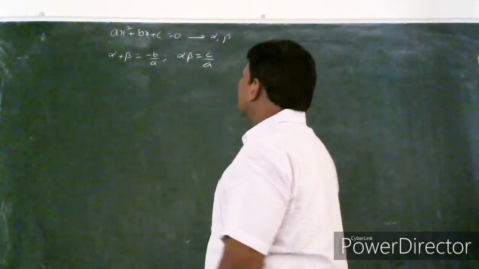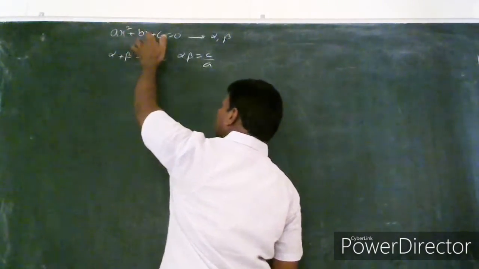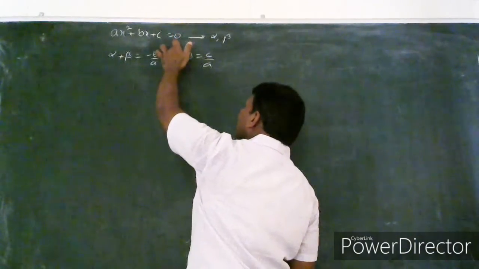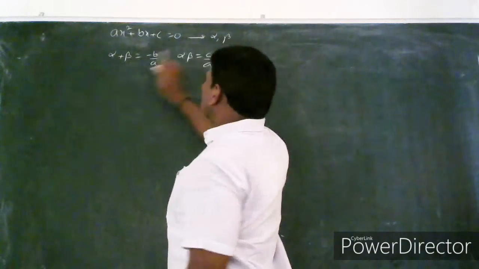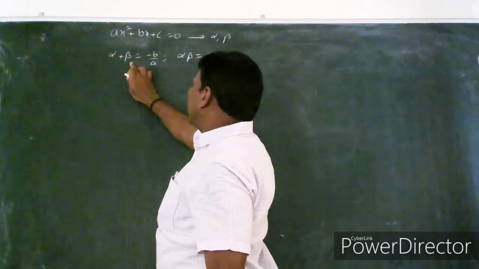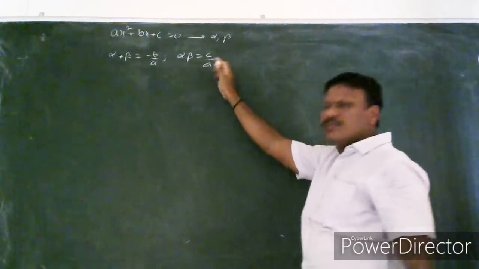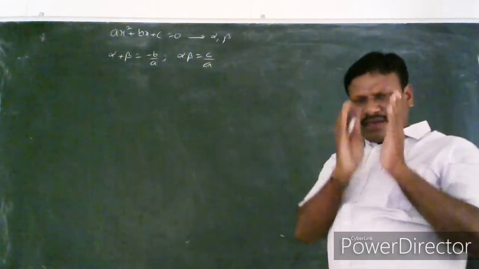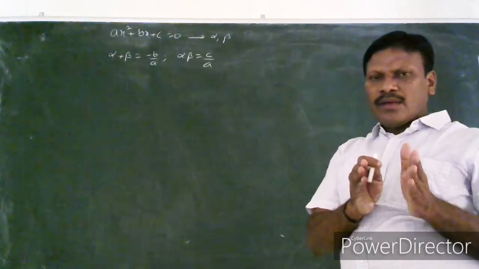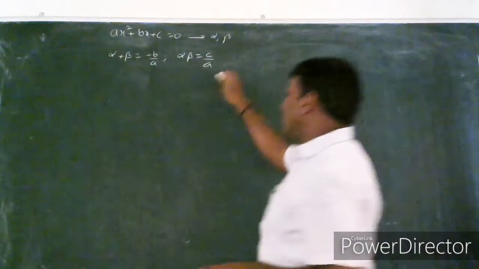Students, we proved these formulas. When the equation ax square plus bx plus c is equal to 0 is a quadratic equation, its roots are alpha, beta. Sum of roots alpha plus beta is equal to minus b by a. Product of roots alpha beta is equal to c by a. When the equation is given, we can find sum of roots and product of roots using these formulas.